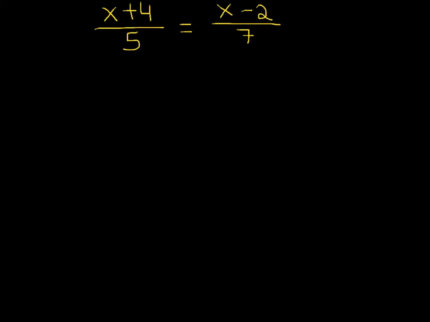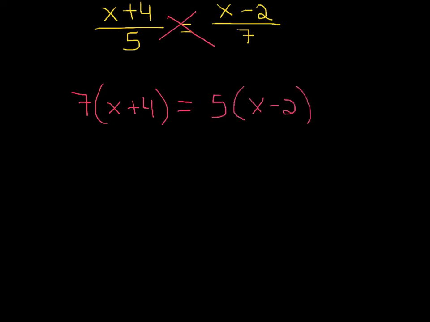Here's example number 3. This time it's a little bit more complicated because we have a variable on both sides, and within the fraction we have addition and subtraction. But we're still going to cross multiply. So we can do 7 times x plus 4, but that means that you're doing 7 times the quantity x plus 4. And then it's equal to 5 times the quantity x minus 2.